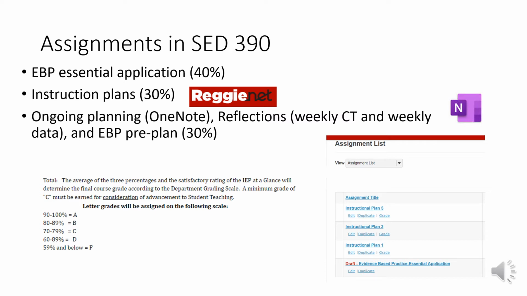You will select the instructional plans that you would like your supervisor to evaluate additionally and upload those to ReggieNet for the course they correspond with. Additionally, your supervisor will assess your instructional plan and your coordinators will assess your applications. Please keep in mind the grading scale for your courses, which is shown here. You must earn a minimum of a C in this course and all field-based courses.